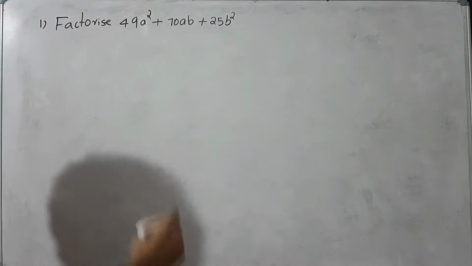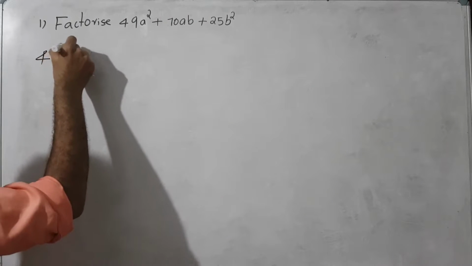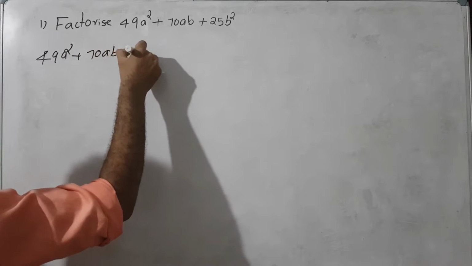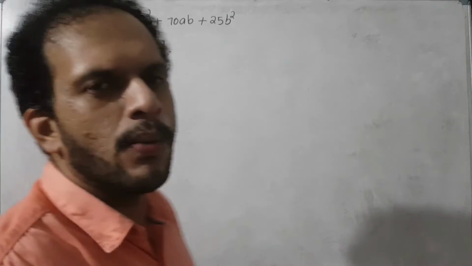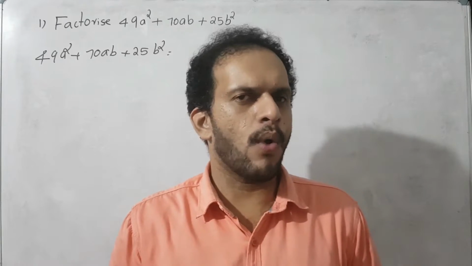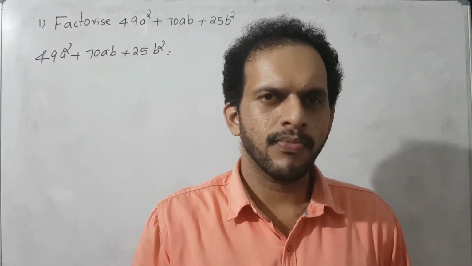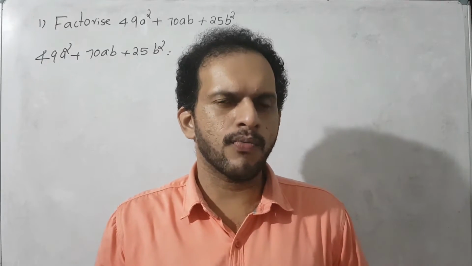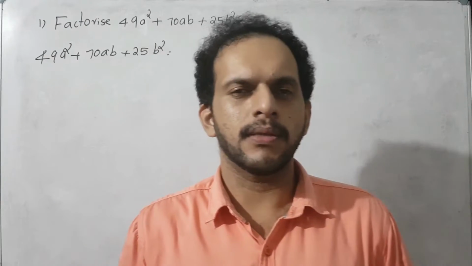Then what is the question? The question is 49a square plus 70ab plus 25b square. Then we have one more method to factorize a quadratic polynomial and a cubic polynomial. That one is the splitting middle term method. In the case of factorization of a quadratic polynomial, it is the splitting middle term method, correct?